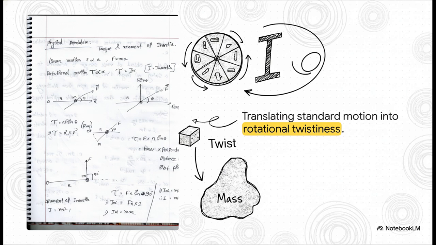So F equals ma simply becomes torque equals moment of inertia times angular acceleration. Push becomes twist, mass becomes bulkiness. It's the exact same logic, just spinning around.